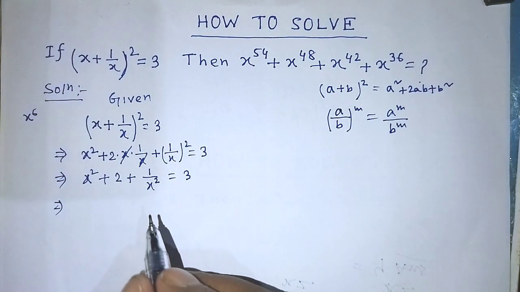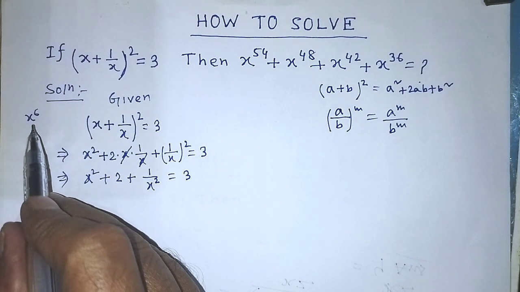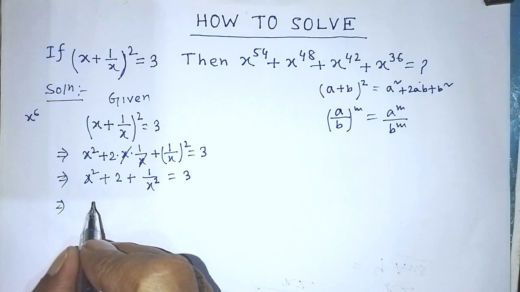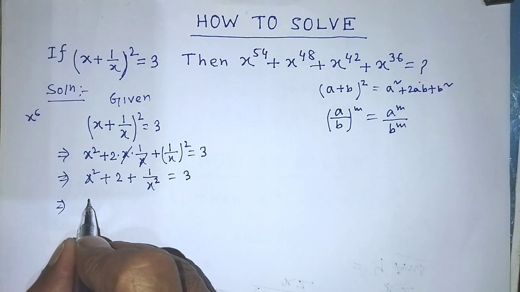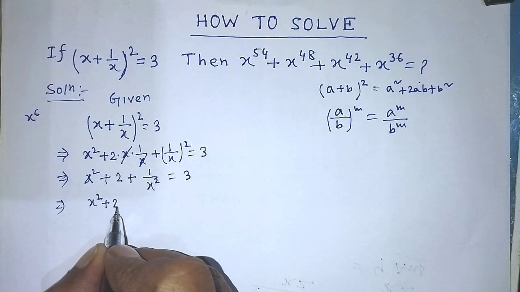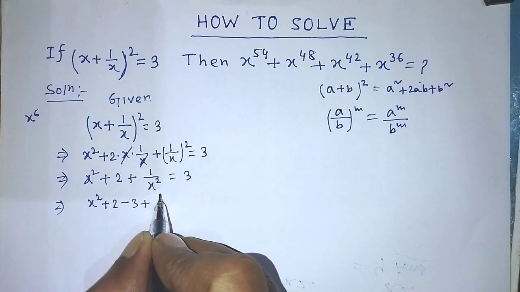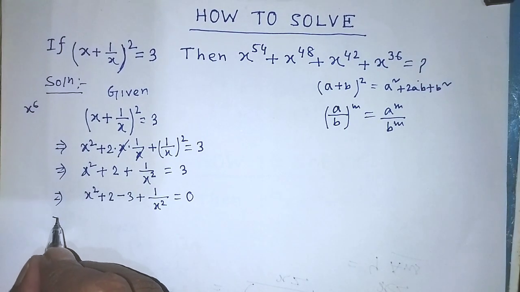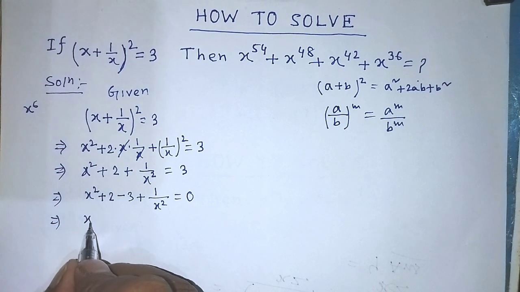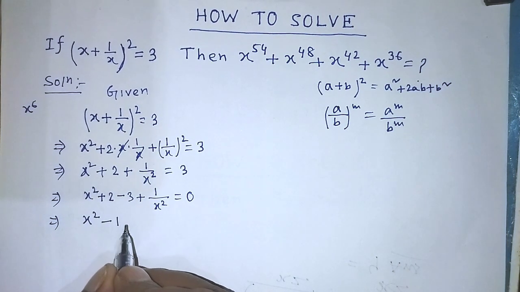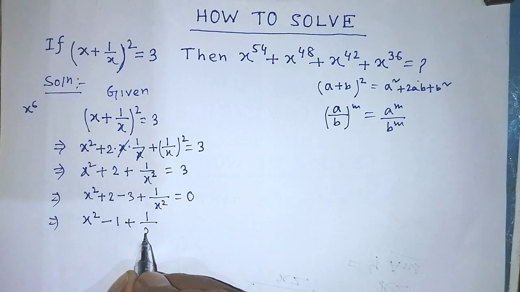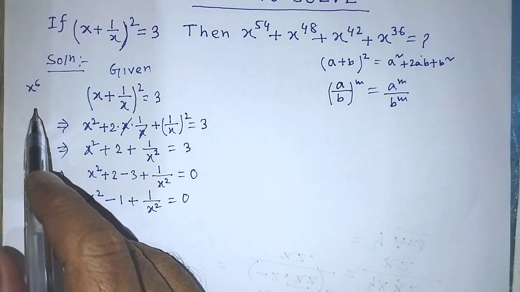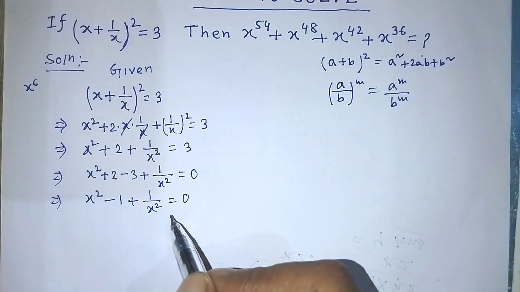So student, to find the value of x^6 from this equation, we have to transpose 3 from the right hand side to the left hand side. So on the left hand side we write x^2 + 2 - 3 + 1/x^2 = 0. Now we can write x^2 - 1 + 1/x^2 = 0.